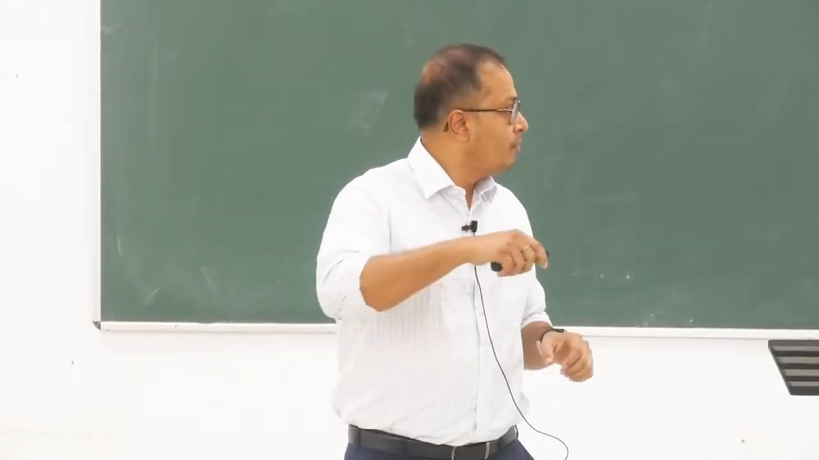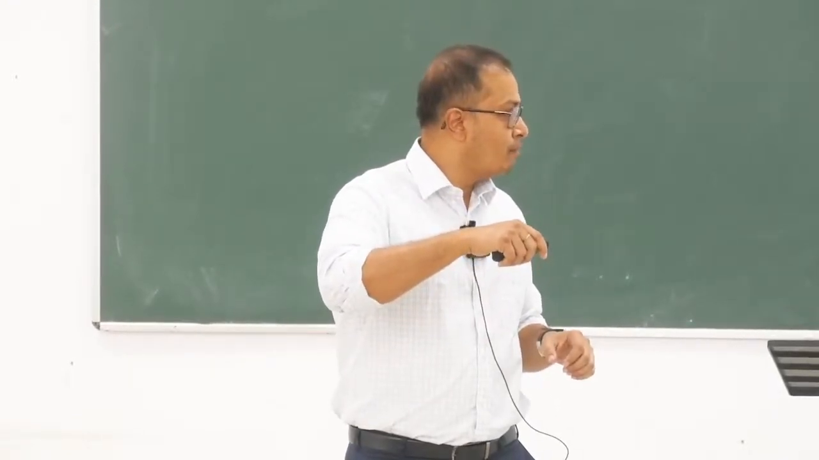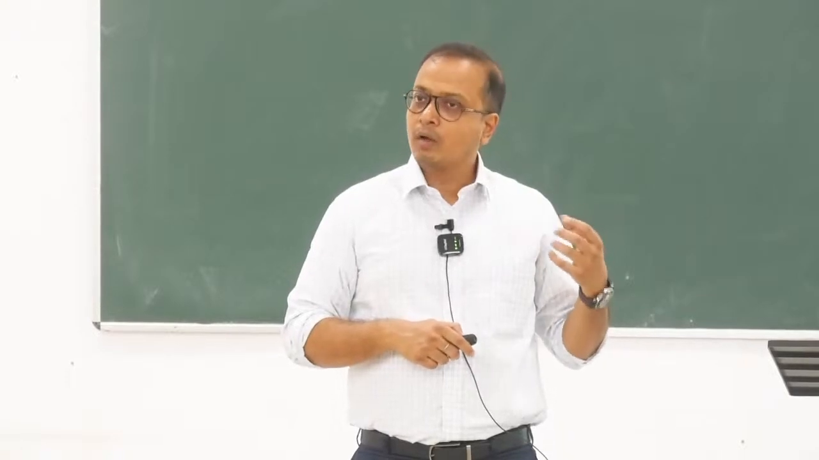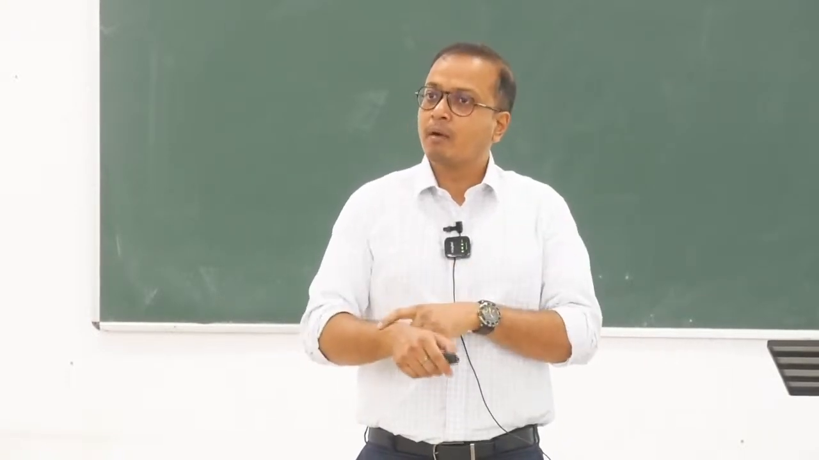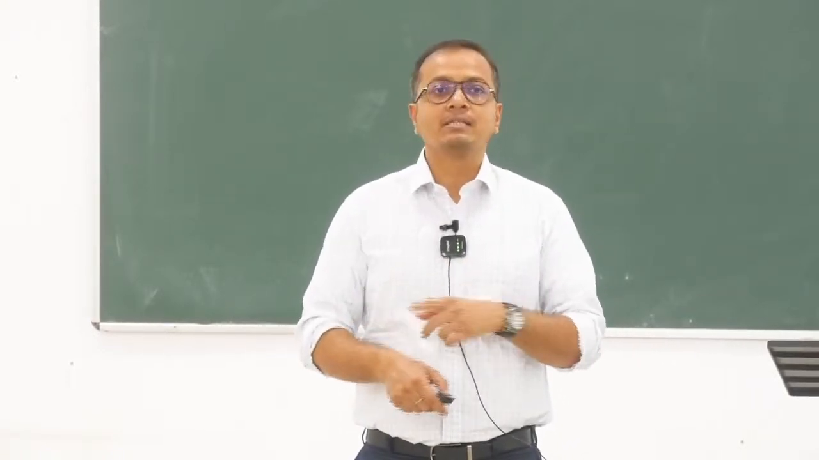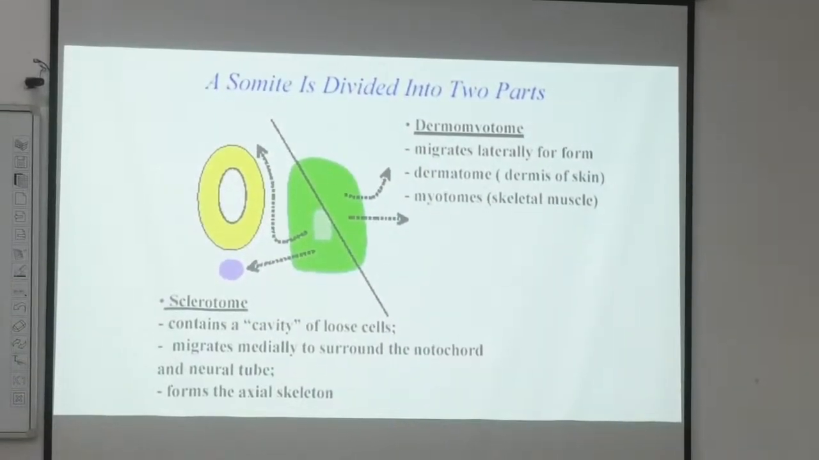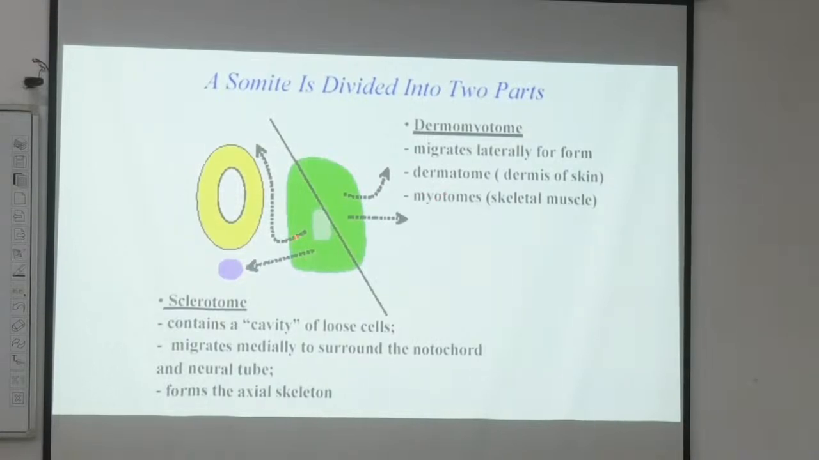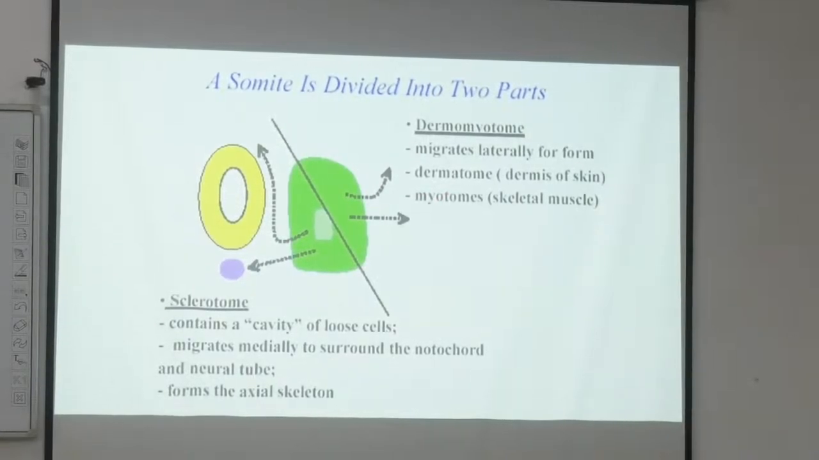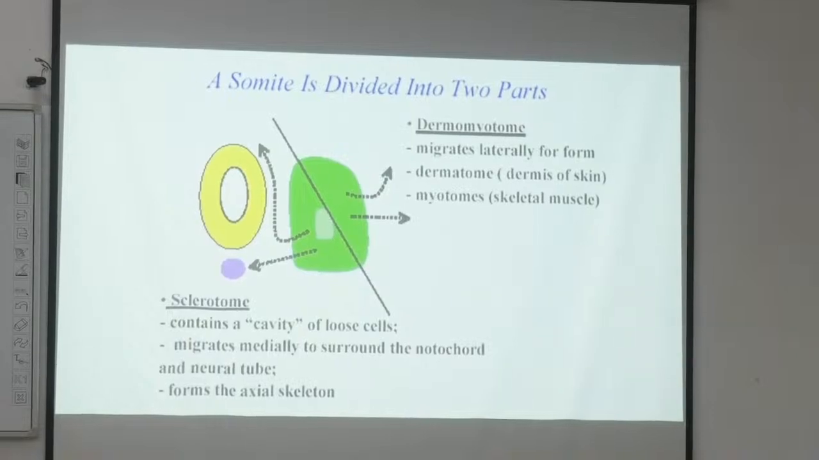That means from this dermatomyotome component of the paraxial mesoderm, the somite, develops derma, that means skin, and muscles, myo. So the skin and the muscles develop from this lateral component of the somite, which is paraxial mesoderm. The medial component forms the sclerotome. Now we'll focus on the sclerotome. What happens to the sclerotome?